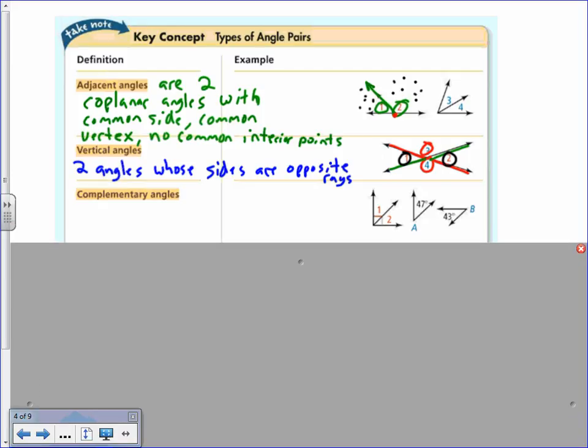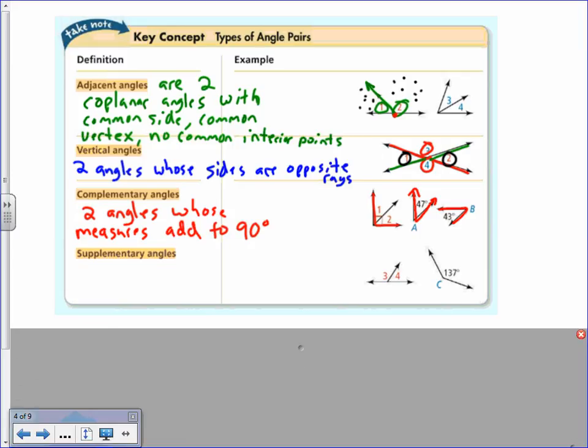Complementary angles are something you should have learned before. Their measures add up to 90 degrees. Two angles whose measures add up to 90 degrees, those are complementary angles, and we have some here. It could be two angles making a right angle, because we know right angles are 90 degrees. It could be two totally separate angles, as long as they add up to 90 degrees. Okay?